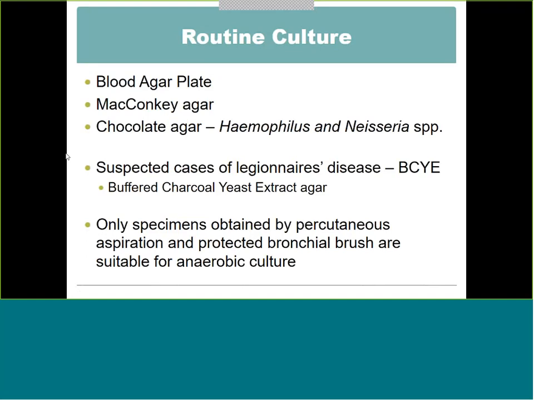MacConkey agar, since there are some gram-negative rods here that are at play, like Klebsiella, Enterobacter, Acinetobacter, we could definitely set up a MacConkey agar plate as well. As far as if you really think you have Legionnaire's disease, remember there is a specialized agar just to screen for that, called BCYE, so that'll help screen for Legionella.